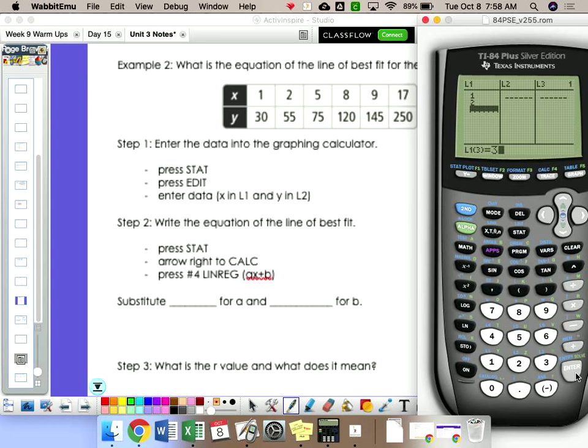1, 2, 5, 8, 9, 17 are going to go into my L1 because those are all my X's. Then into my L2 column, I'm going to press 30, 55, 75, 120, 145, and 250. Make sure that your data ends at the same point because we have the same number of X's and same number of Y's. So now that we've entered our data, let's look at our next step. We need to press that stat button again.